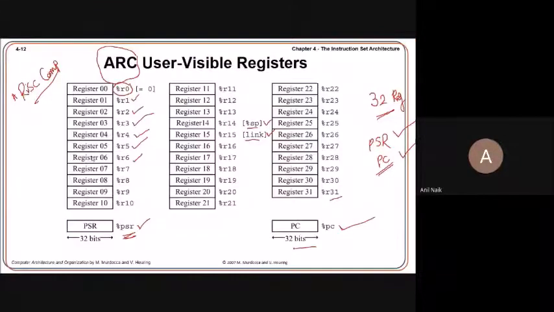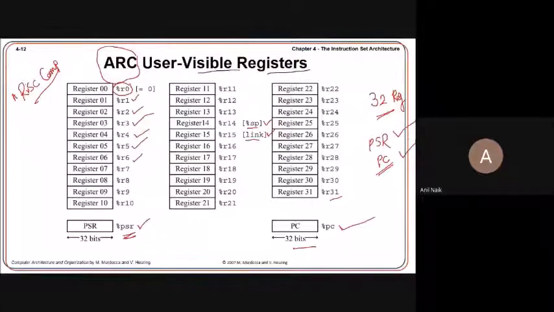So we discussed what the different registers are. The registers we represent using the percentage sign: %r0, %r1, %r2, %r3, up to %r31. So the 32 registers are there to store the data. These are all 32-bit user visible registers.